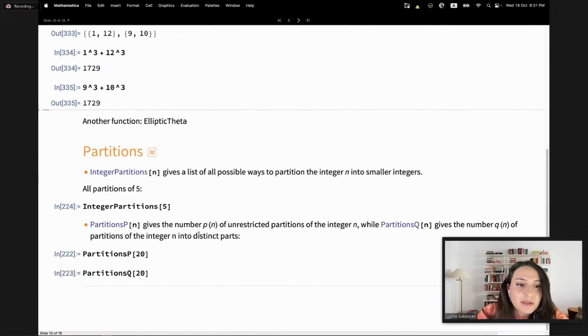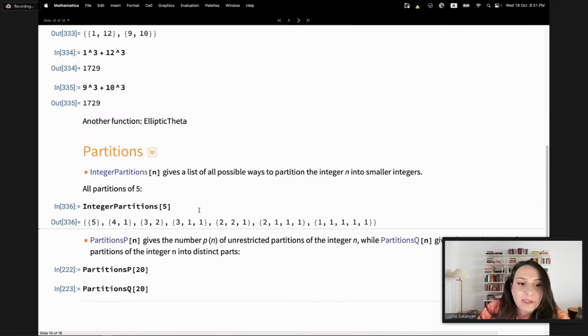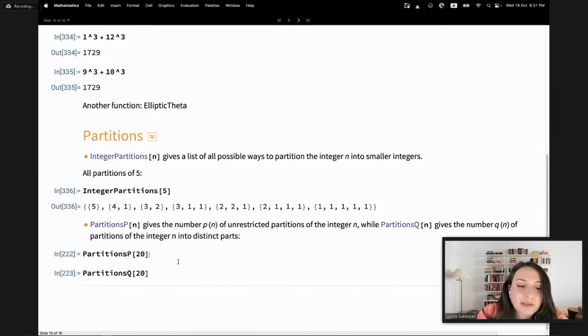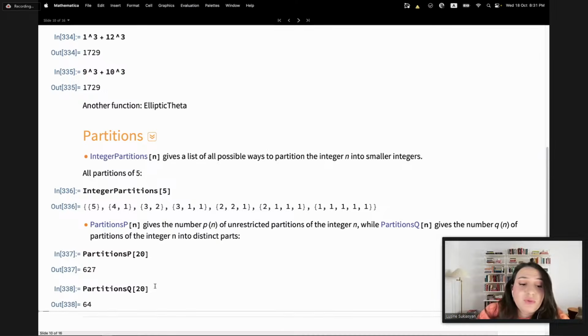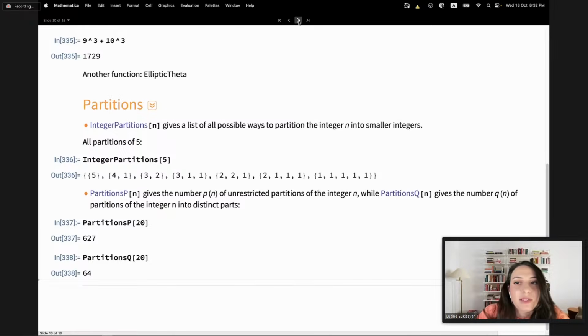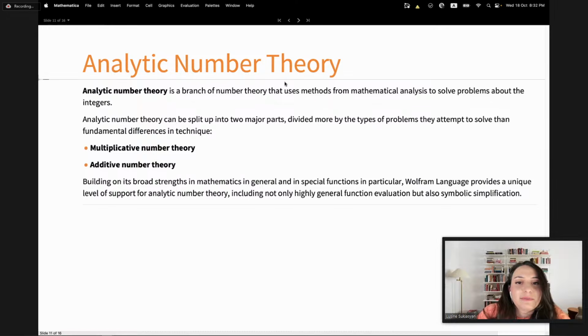Now let's talk about partitions. IntegerPartitions, what does this function do? It gives a list of all possible ways to partition the integer n into smaller integers. Like, let's find all the partitions of 5. Yeah, these are all the partitions of 5. PartitionsP gives the number p(n) of unrestricted partitions of the integer n, while PartitionsQ gives the number q(n) of partitions of the integer n into distinct parts. For example, PartitionsP for 20 is 627, and PartitionsQ for 20 is 64.